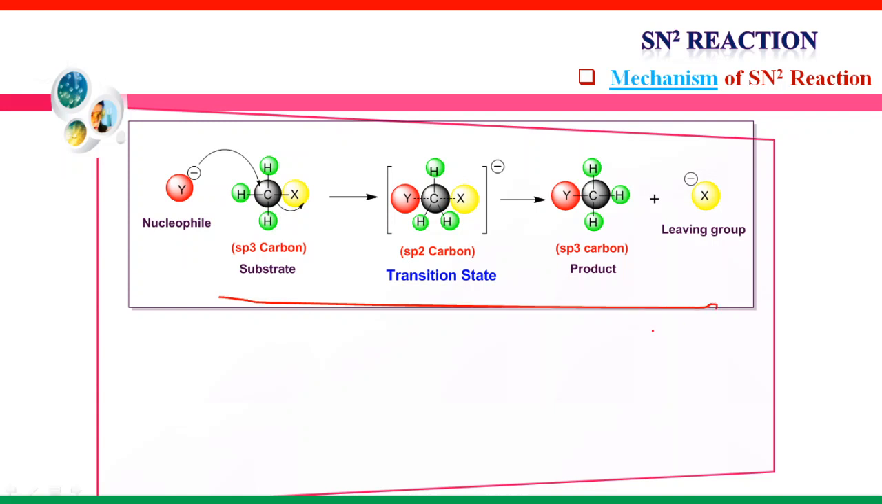The nucleophile Y attacks the carbon from the backside of the carbon-leaving group bond. As partial bond formation starts between nucleophile and carbon atom, at the same time partial bond breaking occurs between carbon and leaving group to form this transition state. In this transition state, nucleophile and leaving group are partially bonded with the carbon atom. This transition state collapses to give the substitution product.